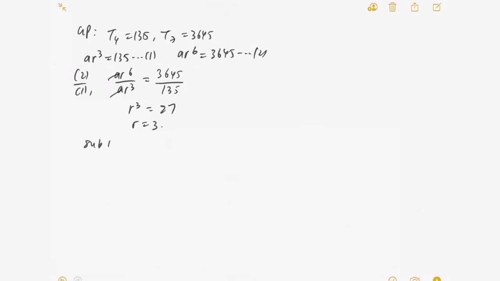Now you want to take this and substitute inside, let's say, equation number 1. Your A times 3 to the power 3 is 135. That is 135 divided by 27. Your A is 5.